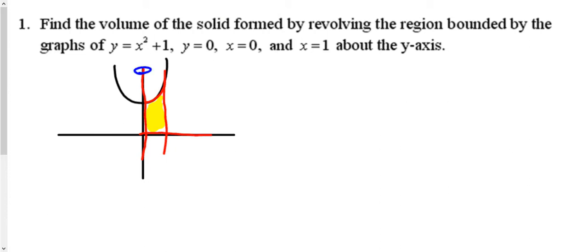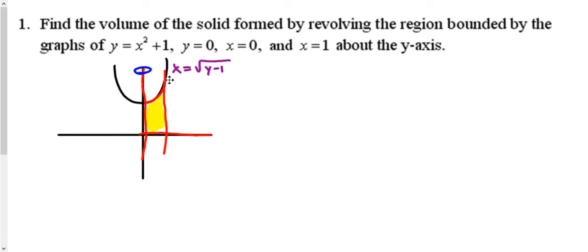So far we've got the disk washer method, so we're going to have to go with that here. In the disk washer method, if you go about a vertical axis of revolution, you've got to do everything in terms of y. So the y equals x squared plus 1, I'm going to solve that for x in terms of y. I'd subtract 1, take the square root, and x would be the square root of y minus 1. Don't have to worry about plus or minus square root because we're above the x-axis, so all the x's are to the right of the y-axis.